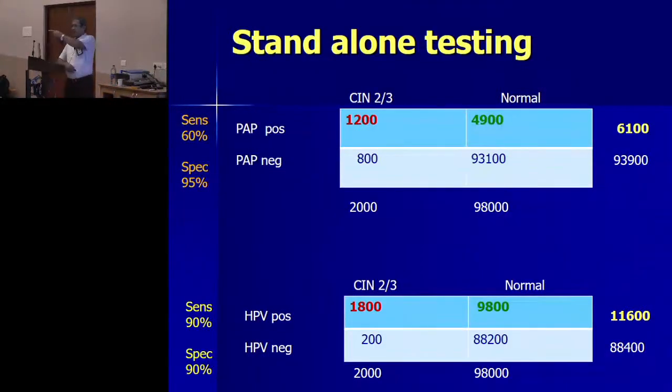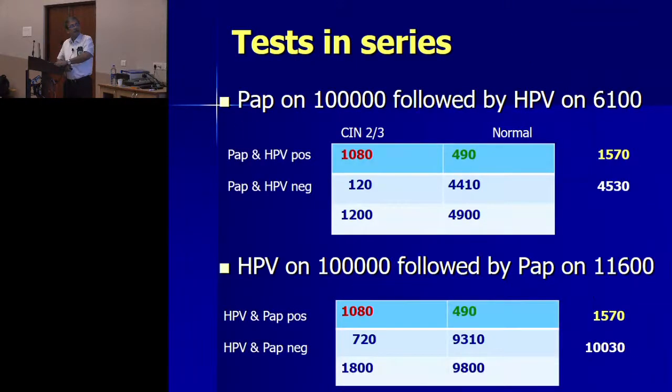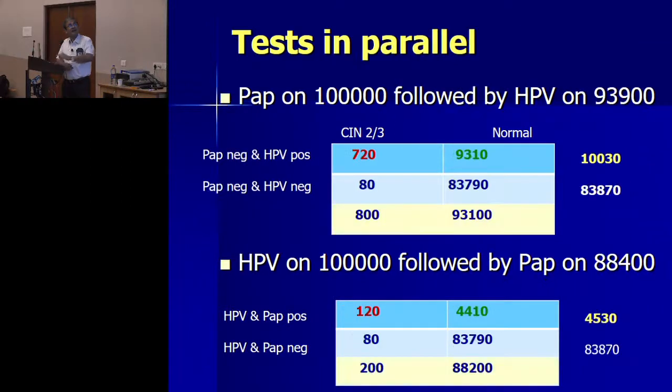The idea of what Mohan is saying is, what about these 800? Yeah, then you do both tests. Okay, everybody okay with this? Okay, the next strategy is parallel. Tests in parallel. So now what do we do? PAP on 100,000 followed by HPV on the negatives, right?